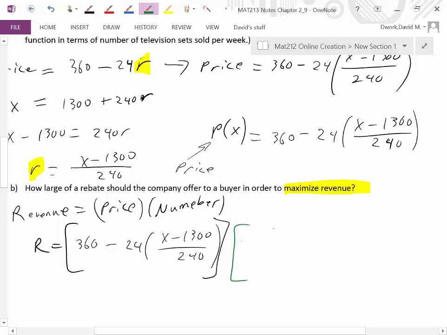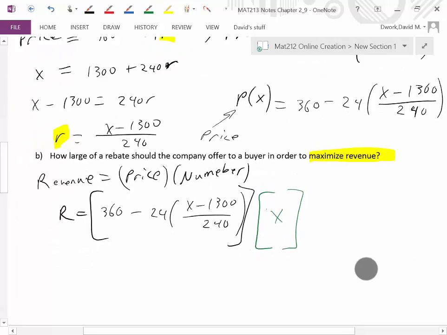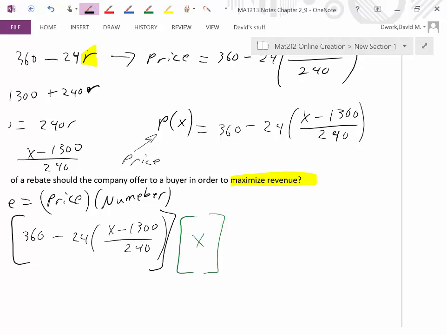How do you figure out the number of items sold? Well, that's just the definition of X, right? So therefore, boom, there we go, we've got it. And of course we can simplify a little bit in this previous equation if you wanted to, because notice we have 240 dividing 24, so this would just be divided by 10.